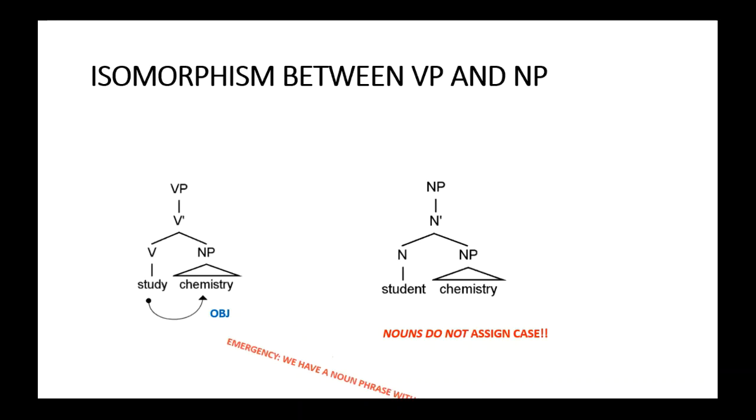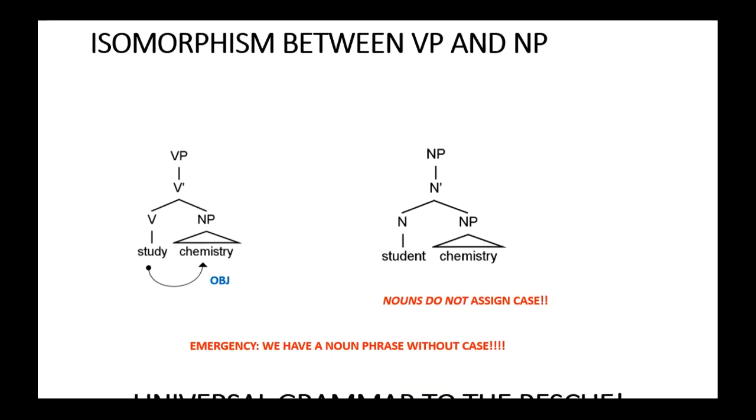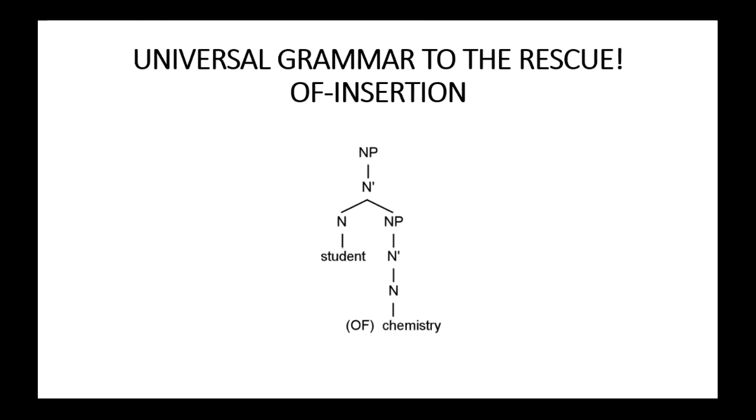Okay, so here we have an emergency. This is an emergency. We have a noun phrase without case. We have an emergency because we have a noun phrase without case, and that would violate the case condition. We cannot violate the case condition. Remember, the case condition is a universal condition, so we cannot violate it. So what do we do in this case? Well, in this case, universal grammar gives us an insertion element, which is of.